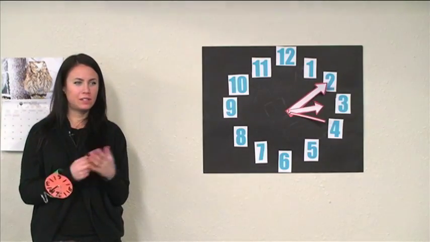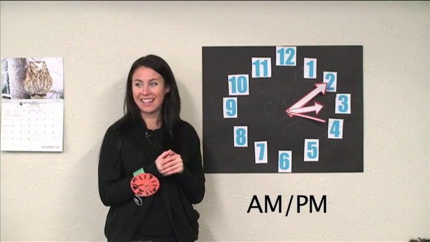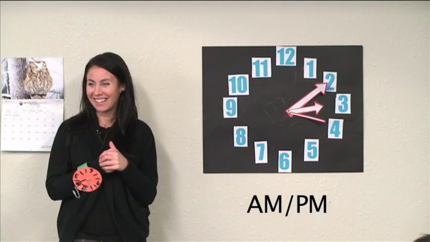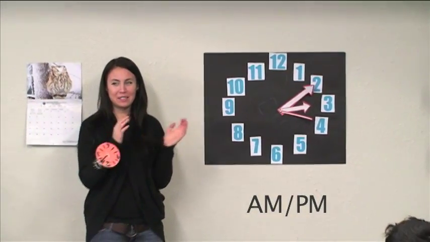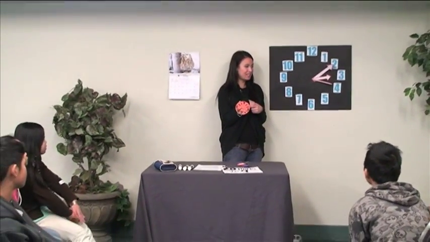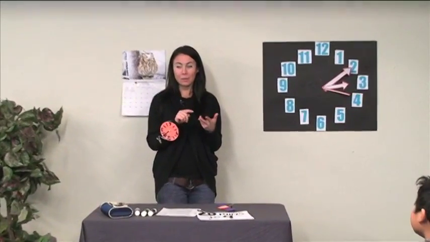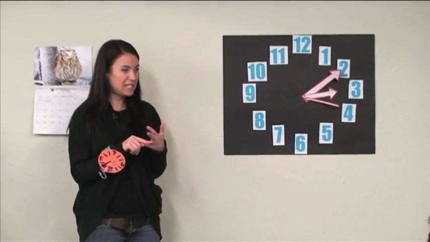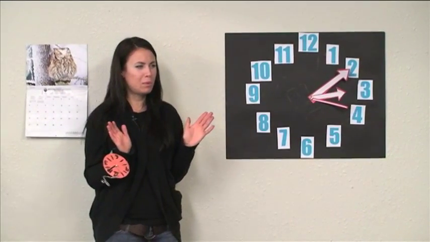How do I know if it's the morning or the night? AM and PM. Good job. So which one is the morning? AM. And which one is the evening? PM, or the afternoon, right? Yes. So our clock will tell us when it's morning, when it's noon, when it's afternoon, when it's evening, and when it's nighttime.